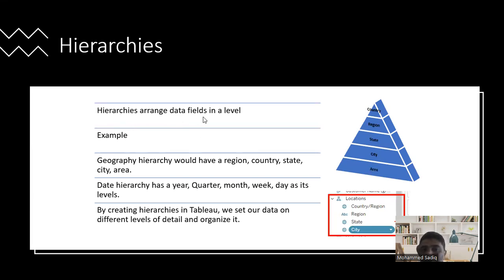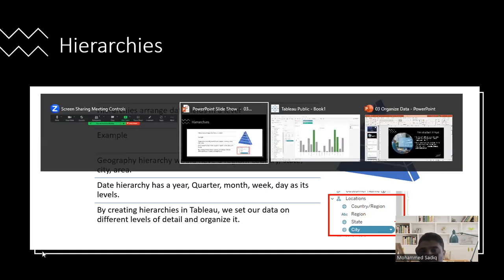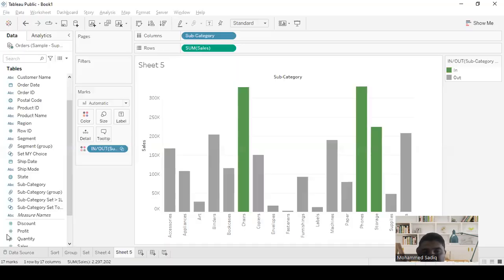Hierarchies arrange the data fields in levels. For example, if you have a geographic hierarchy, you would have country or region at the top, then region, the state, area, something like that. Or if it is a date hierarchy, you'll have a year, which will have a collection of quarters, which will have a collection of months, weeks, and so on, or days. By creating hierarchies in Tableau, we set our data on different levels of detail and organize it. Let us see practically how to create a hierarchy. Let me get into this.